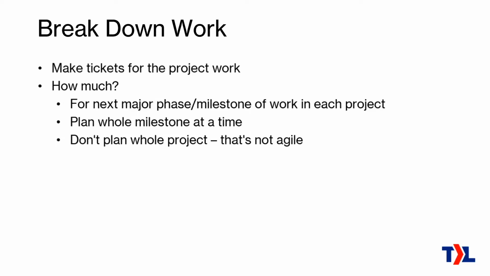Pretty straightforward. So the next stage within the cycle is to break down the work. Here's where you would make the tickets that describe the work. If you're doing your work in the PSA, this is when you make all the tickets or the tasks that make up that project. So how much do you do? You want to do it for the next major phase or milestone of the work in each project, and you want to plan out that whole milestone at a time. This could actually be the whole project all at once if it's a small project, but if it's a larger project with a number of phases within it, then you only need to do one phase at a time, and not plan out the entire thing, because that's not necessarily agile. I'll get to why that is in a moment.